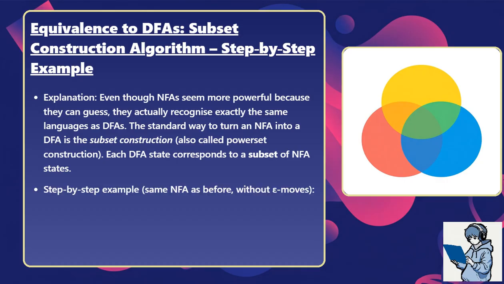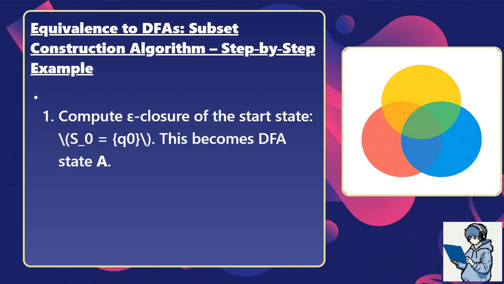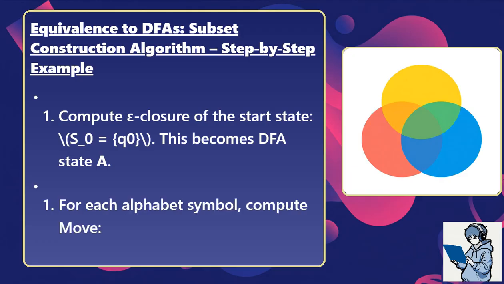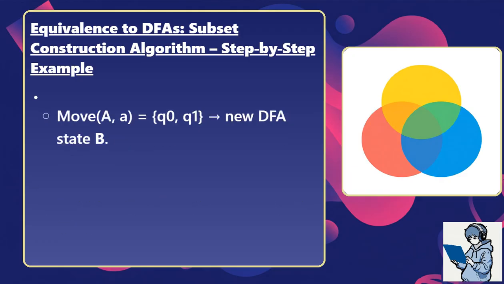Step-by-step example: same NFA as before without epsilon moves. 1. Compute epsilon closure of the start state. S0 equals the set containing q0. This becomes DFA state A. 2. For each alphabet symbol, compute move. Move(A, a) equals the set {q0, q1}, a new DFA state B. Move(A, b) equals the set {q0}, so the arrow stays at A.